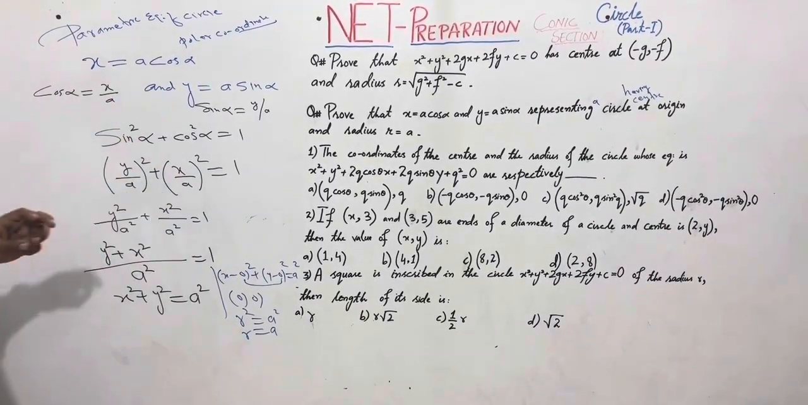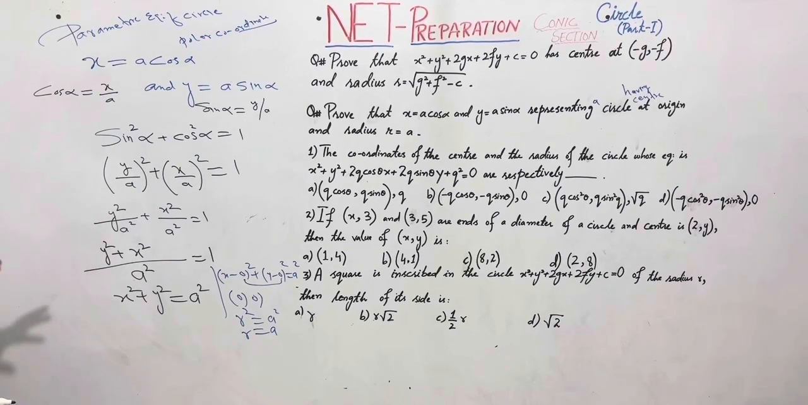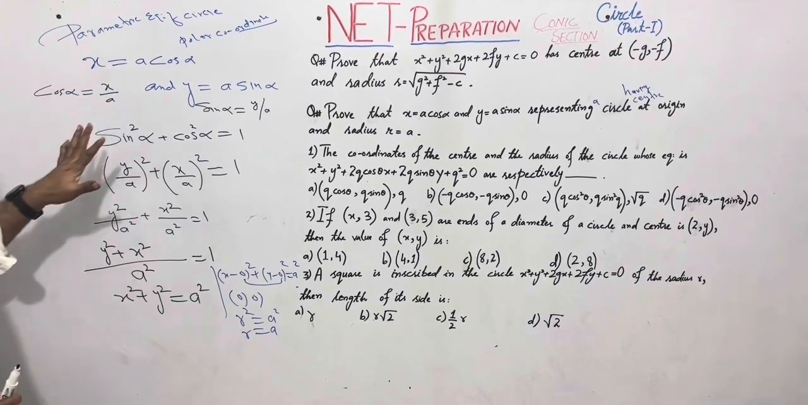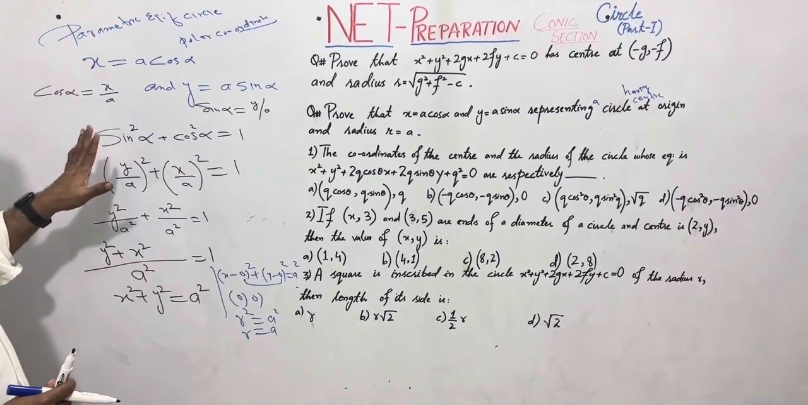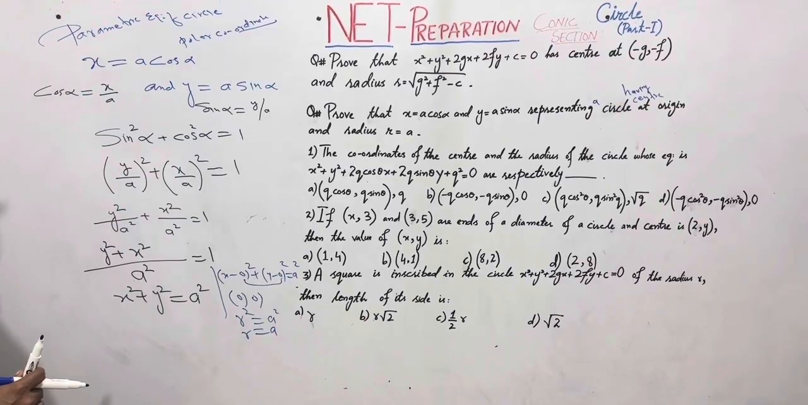We have given x is equal to a cos alpha, y is equal to a sin alpha. If you are good at mathematics or physics, you have already seen these two equations as parametric equations of a circle, or from polar coordinates to rectangular, rectangular to polar, but in two dimensions.